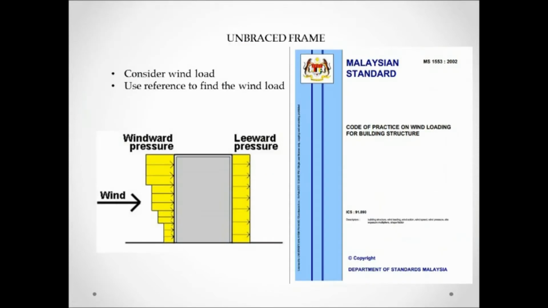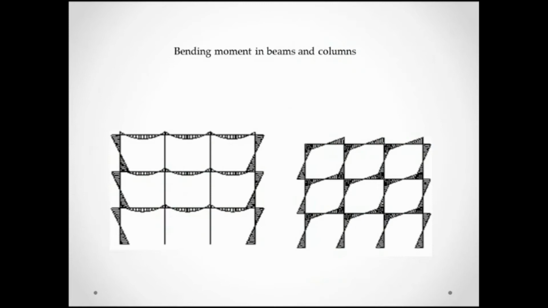In this project, we chose to use the unbraced frame analysis, in which we need to consider the wind load on the building that is located in the green area. To find the wind load, we need to refer to the code of practice on wind loading for building structures based on Malaysian standard. The result that we must get is the bending moment diagram.